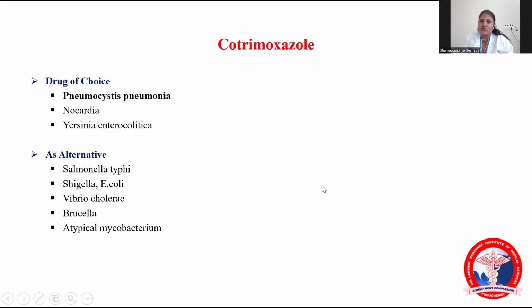Coming to the drug of choice of cotrimoxazole. Cotrimoxazole is the drug of choice for treating Pneumocystis pneumonia, Nocardia infection, and Yersinia enterocolitica infection. So it is used as a second-line drug in certain infections. In gram-negative infections, your cotrimoxazole is used as a second-line drug for Salmonella, Shigella, E. coli, Vibrio cholerae, Brucella, and atypical mycobacterium. For all these infections, your cotrimoxazole is used as a second-line.